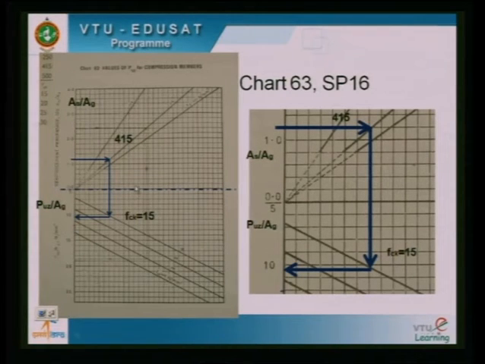And I have blown up this particular portion that looks like this. So here we have As by Ag going from this point, this is the origin, 0.012 like that, area of steel by Ag, percentage of steel, 0%, 1%, 2%, like that it goes. Then you have Puz by Ag, which varies from 5, 10, 15, 20, like that, vertically downwards from this particular origin.